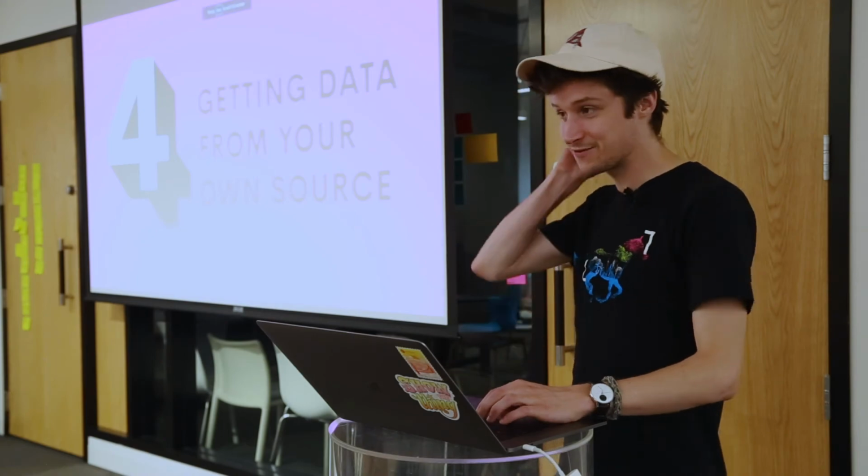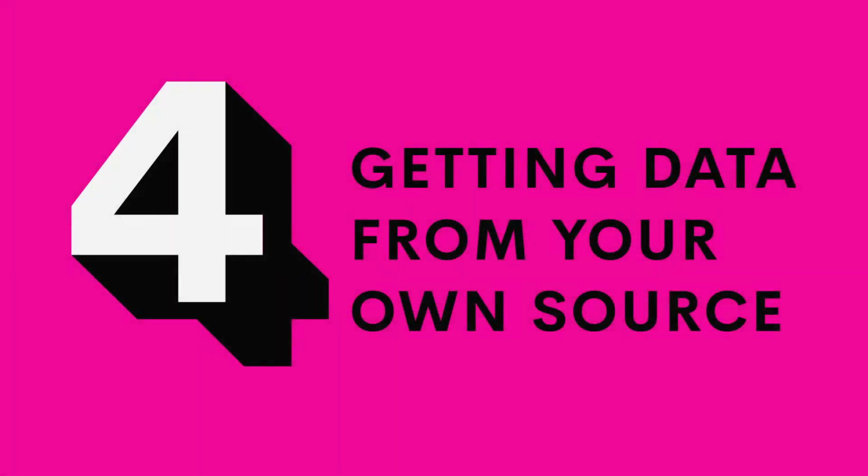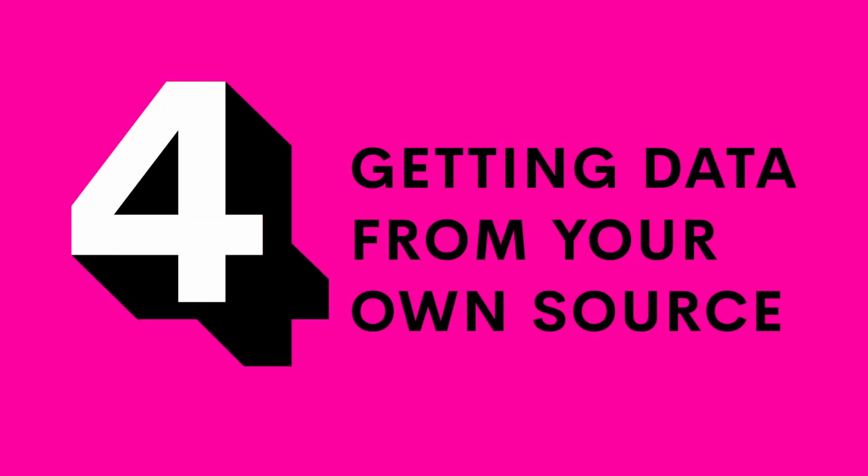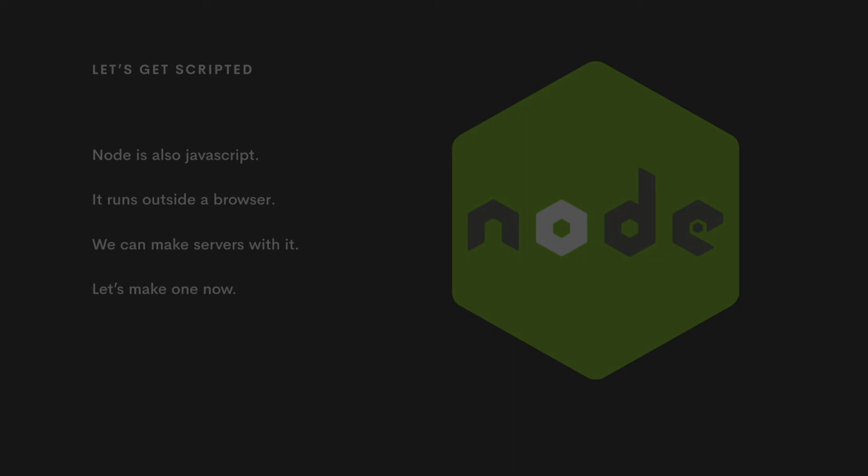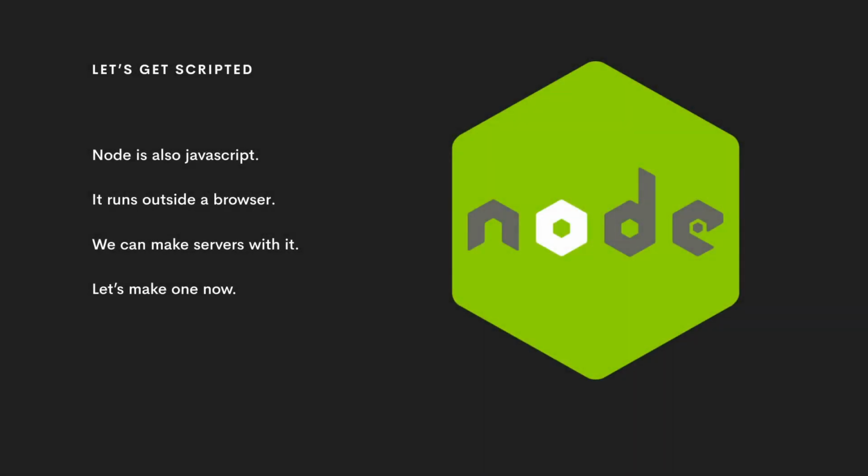Number 4, getting data from your own source. We used that public API that was available. What if we want to make our own API that we can get data from? How do we do that? Great question. We're going to use this thing called Node that you downloaded earlier. Node is also JavaScript. This is kind of a wacky thing that happened in the last 5 or 10 years. JavaScript was written specifically to be a browser language.